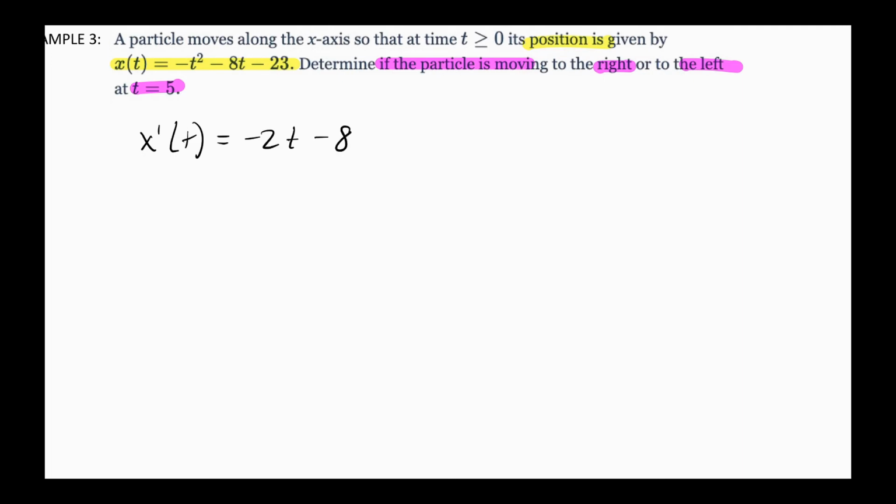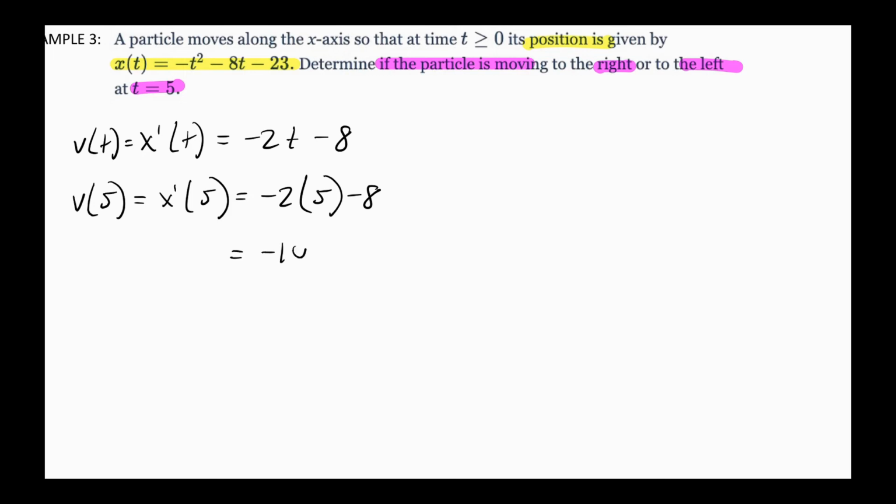That's velocity. It's got two names: x prime of t, or velocity, v of t. It's the same thing. Now I'm going to plug in 5 and see if it gives me a positive number or a negative number. Negative 10 minus 8 is negative 18. It's a negative number.